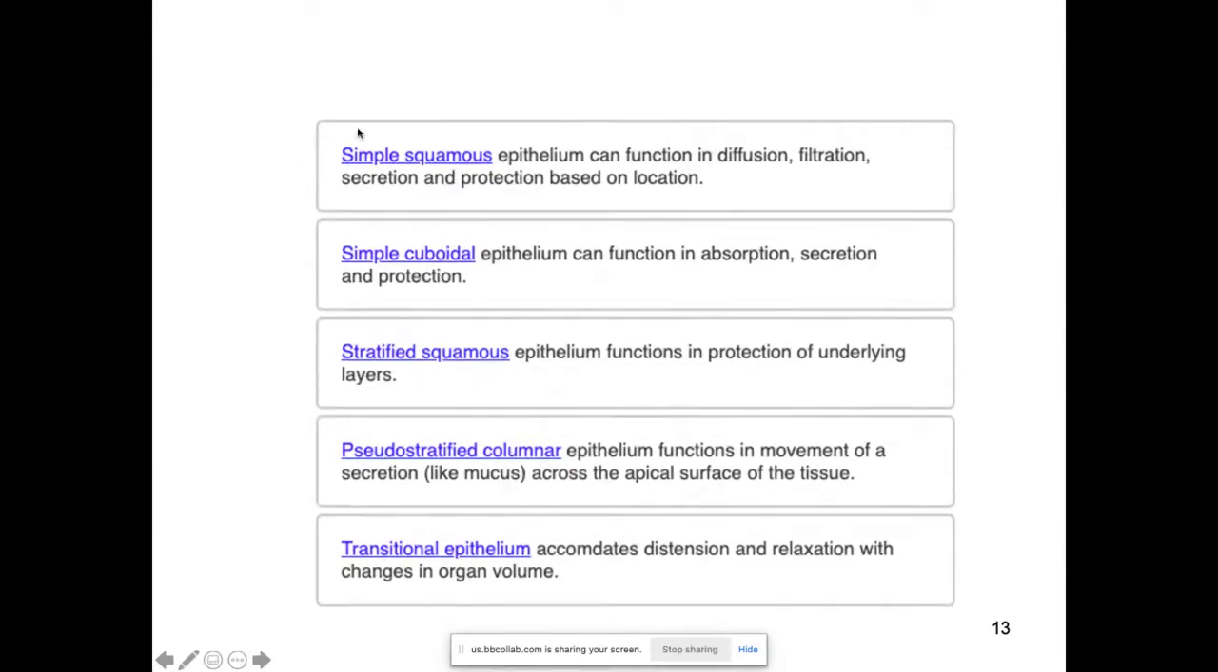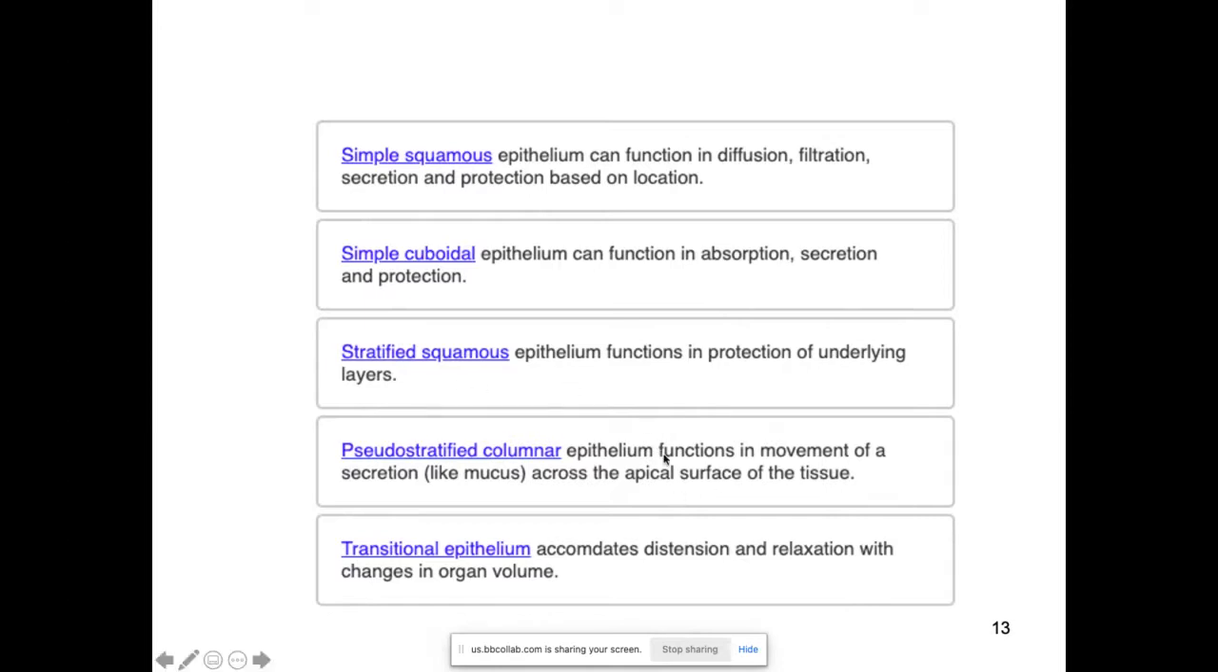Stratified squamous. So up here on the top, you had simple squamous. Now we're dealing with stratified squamous. I think epidermis with this. This is for protection of the underlying layer. So the top layer of skin, which is called the stratum corneum, is actually nothing other than stratified squamous epithelium. It is about 25 to 30 layers of stratified squamous epithelium, that top layer of the epidermis, called the stratum corneum.